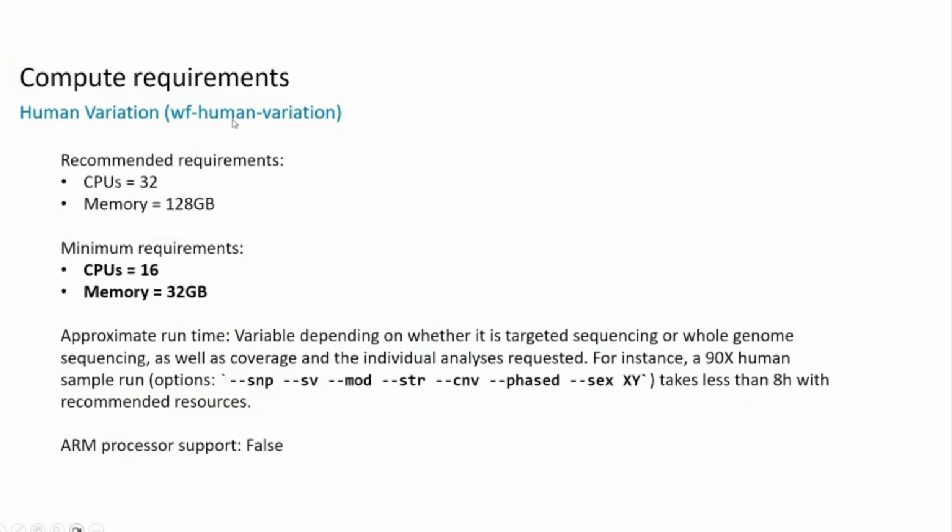For this human variation pipeline, the recommended compute power is 32 CPUs and 128 GB of RAM, which is actually quite high, higher than the normal personal computer that we would have for our routine work. If that is too high, as a minimum, as long as the computer has around 16 CPUs or threads and around 32 GB of memory, the pipeline would still be able to run, even though it might take slightly longer.